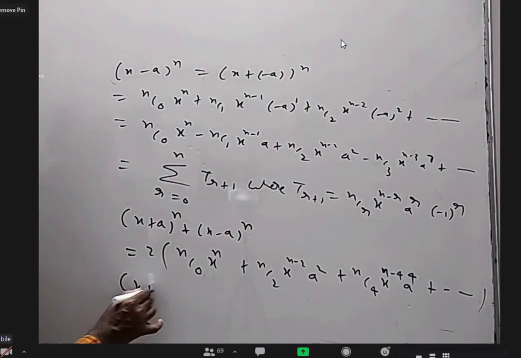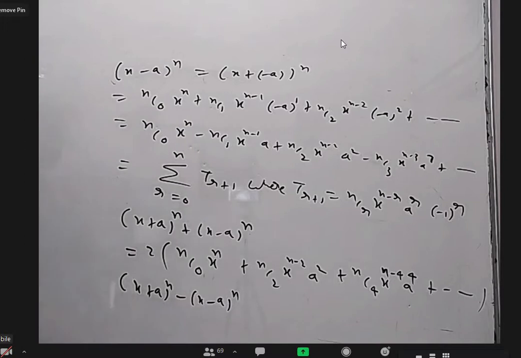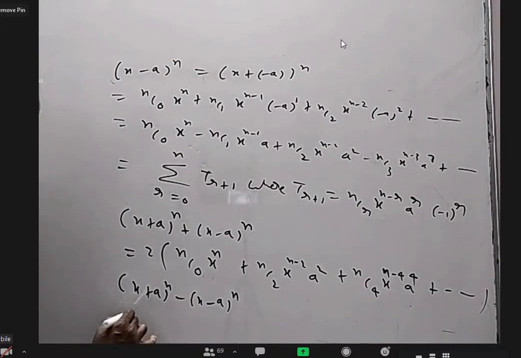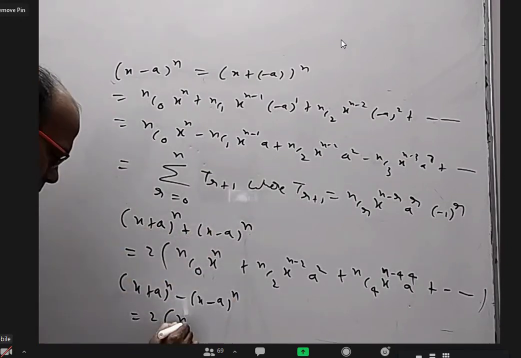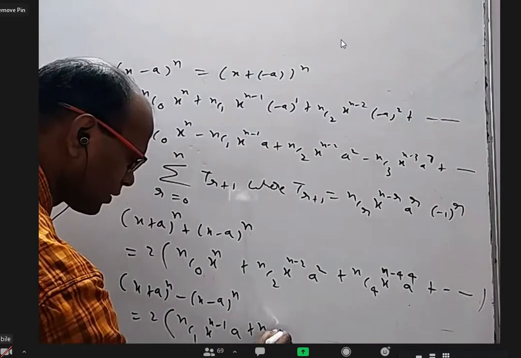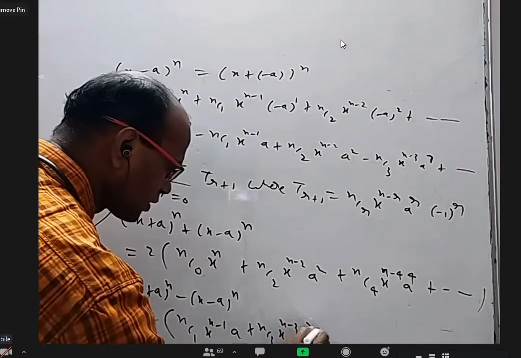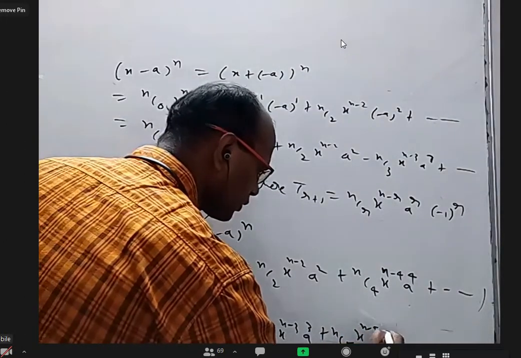If I subtract these two, x plus a whole power n minus x minus a whole power n, the very first terms will get cancelled, the second terms will get added up. It will be nC1 x power n minus 1 a, nC3 x power n minus 3 a cubed, nC5 x power n minus 5 a power 5.